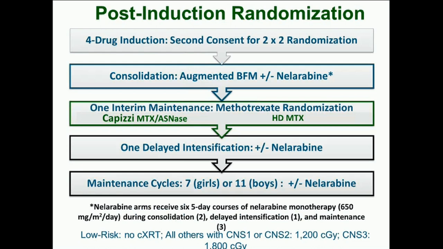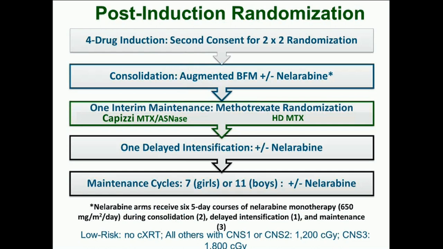So post-induction, you got the 4-drug, you got randomized, you got a consolidation, and in consolidation, if you were randomized to receive nelarabine, you could receive it in consolidation, you could receive it in the delayed intensification, and you received it in the first 4 maintenance cycles. If you randomized to get high-dose methotrexate or Capizzi methotrexate, that change in your drug therapy only occurred once, and that was in interim maintenance.